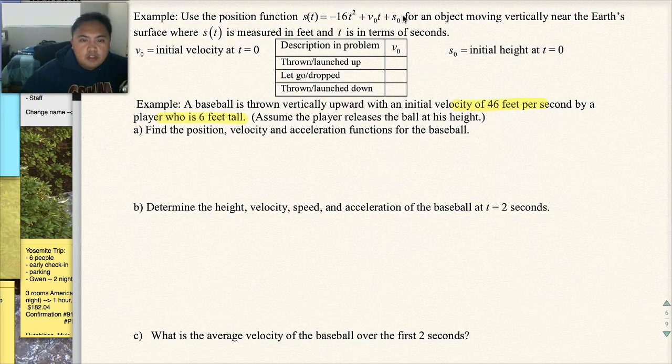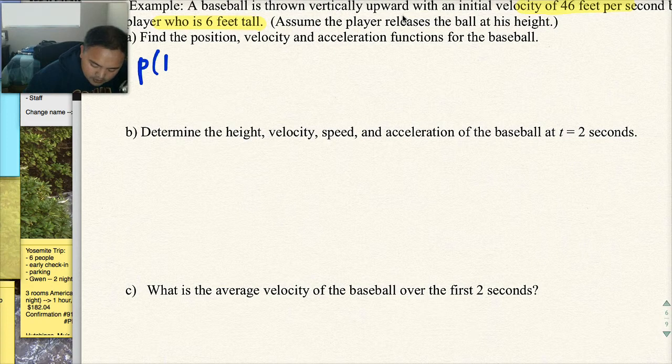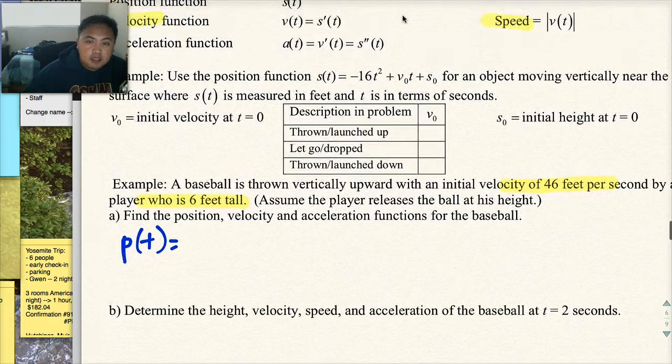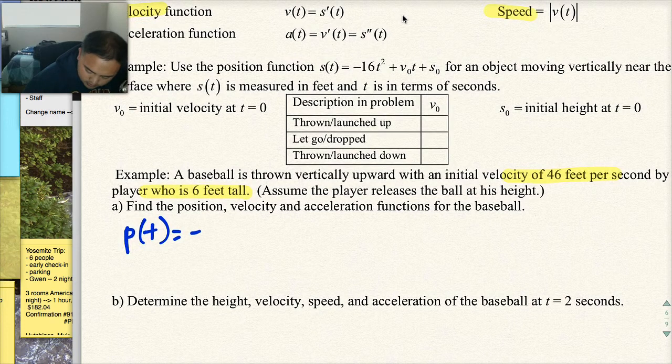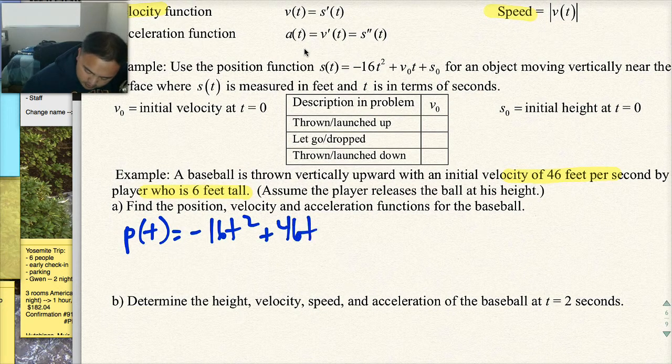Okay, so all I'm going to do to find my position function is just plug those in. Okay, so my position function, I'll call it P of t. Okay, I know the notes say S of t, but I'll say P is negative 16t squared. Okay, again, I'm just following this formula right here. Velocity is 46, so I'll do plus 46t. And then s0 is 6. There's my position formula. Okay, very simple.